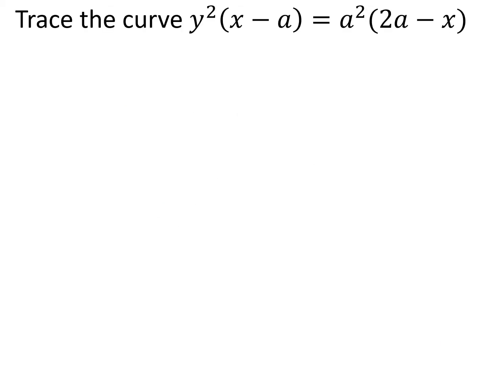So let's start with the first equation, that is y square into in bracket x minus a equal to a square into in bracket 2a minus x. As you can see, this equation is in terms of x and y. That means this equation is in Cartesian format. So we want to trace that equation on the x-y plane.